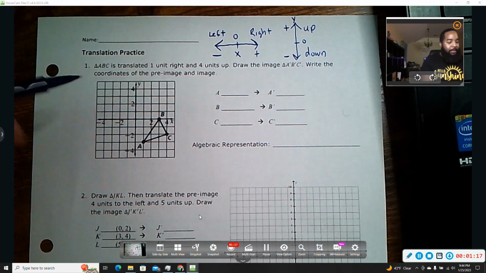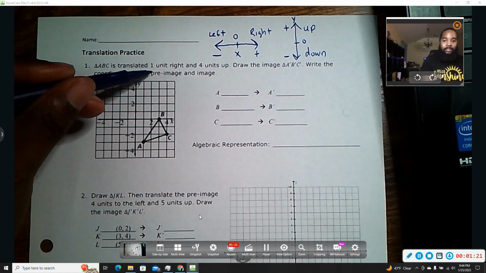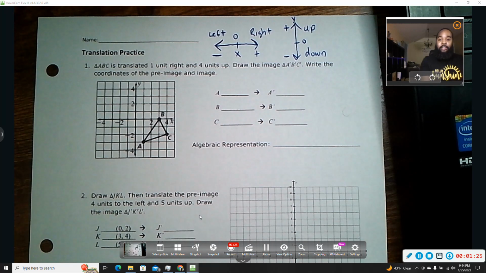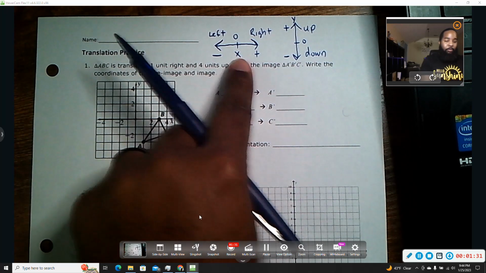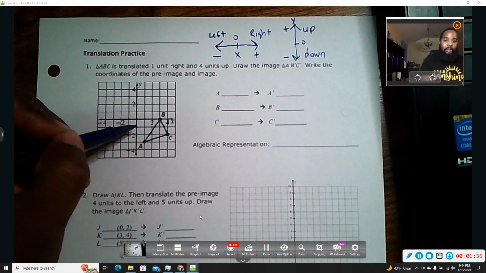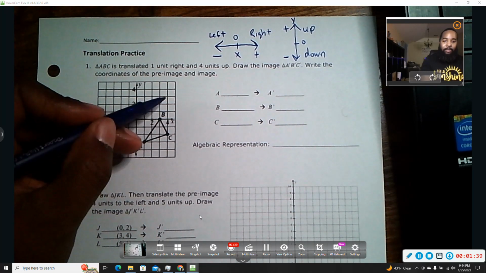Okay? So number 1, it says triangle ABC is translated 1 unit right and 4 units up. And we're going to draw the image of A prime, B prime, C prime, or the new from this, okay? So without this rule up here, we know that we have to take this and shift it 1 unit right. Oop, that's the wrong direction. 1 unit right and 4 units up.